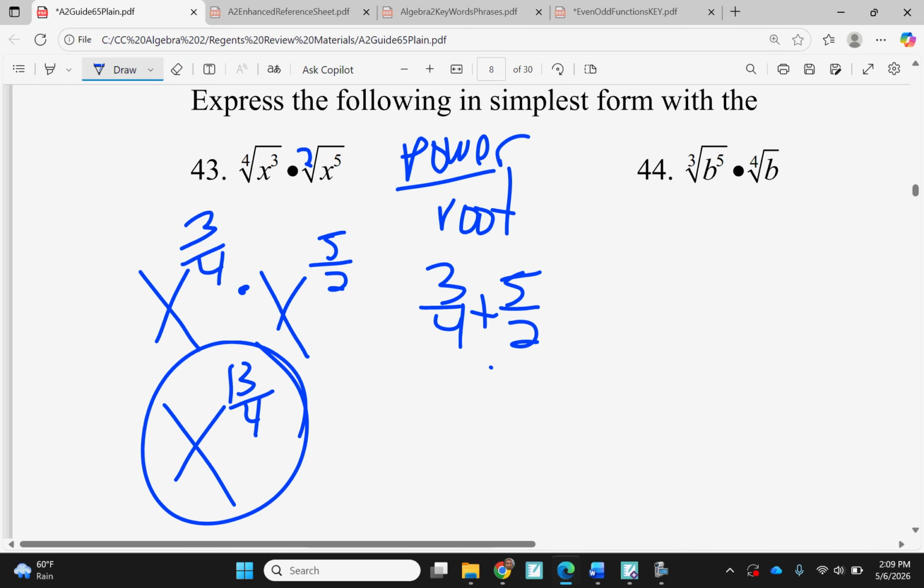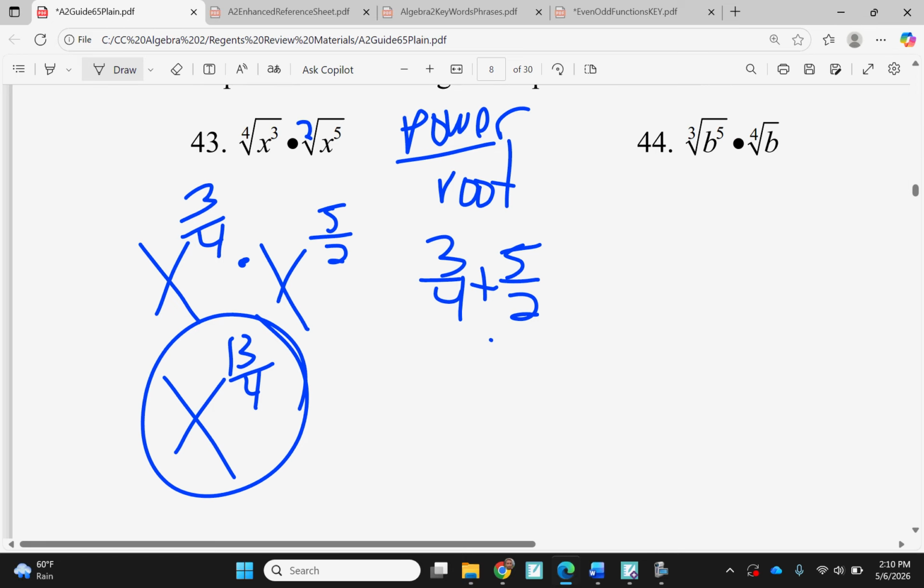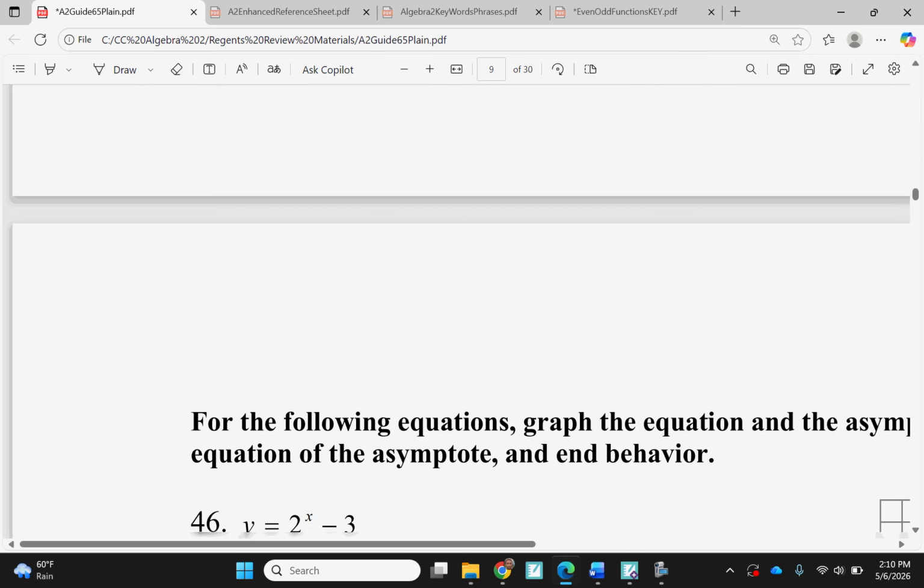You may have to multiply and divide. That's it. Radicals are fractional exponents, power over the root, and then multiplication: you're adding your exponents, division you're subtracting.